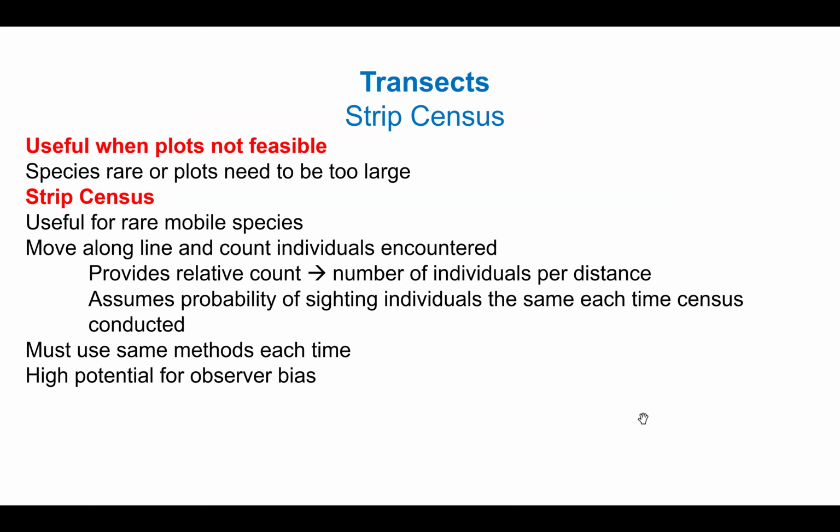Strip census is really great when you can't do plots because maybe it's just way too big. So you can get kind of a relative count per distance. You just have to be careful because each person observes different things based on their own personal bias, sight, height, all kinds of stuff.